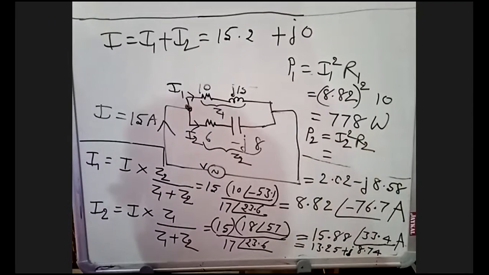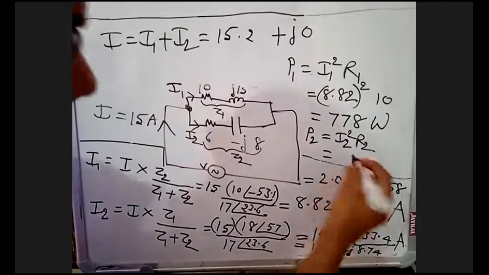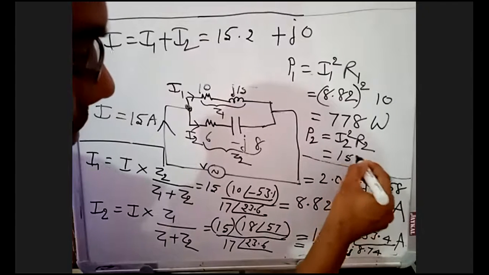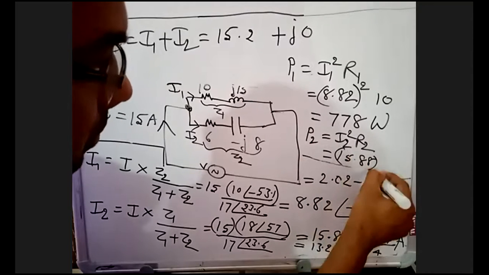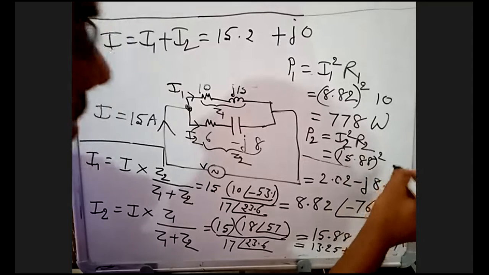P2 is I2 square into R2. I2 square is 15.88, and R2 is 6.